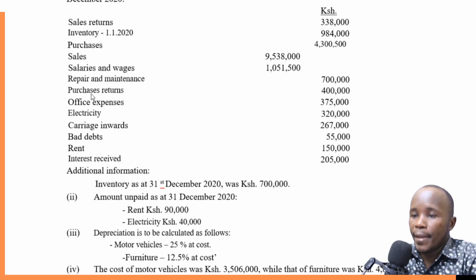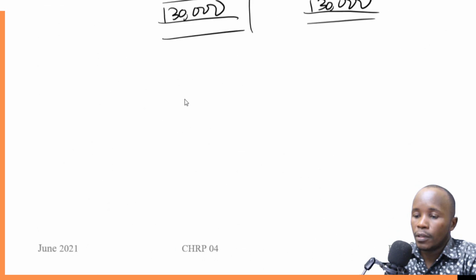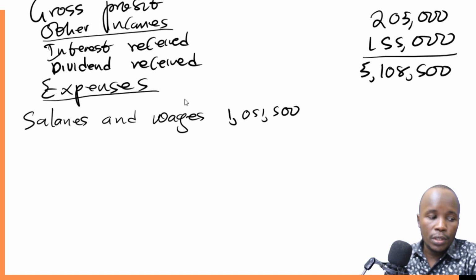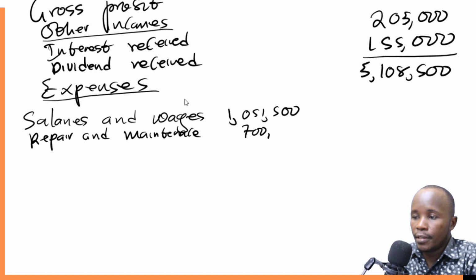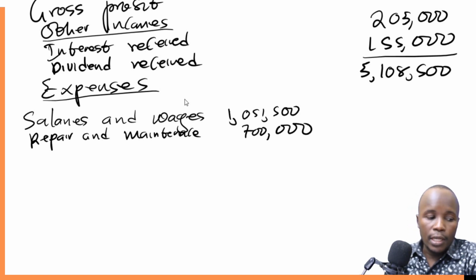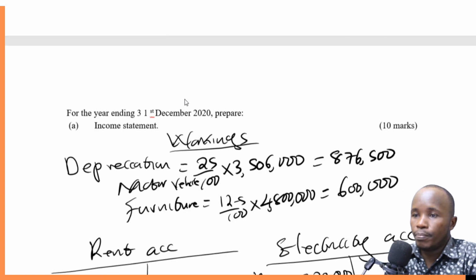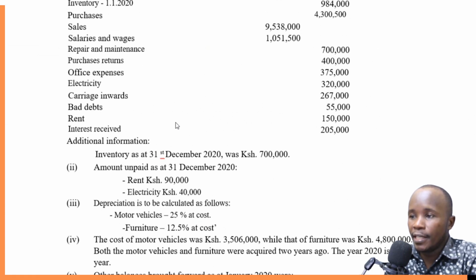We have repair and maintenance, 700,000. We come and bring it here. Repair and maintenance, 700,000. Let's look for another expense starting from the top. We have repair and maintenance.